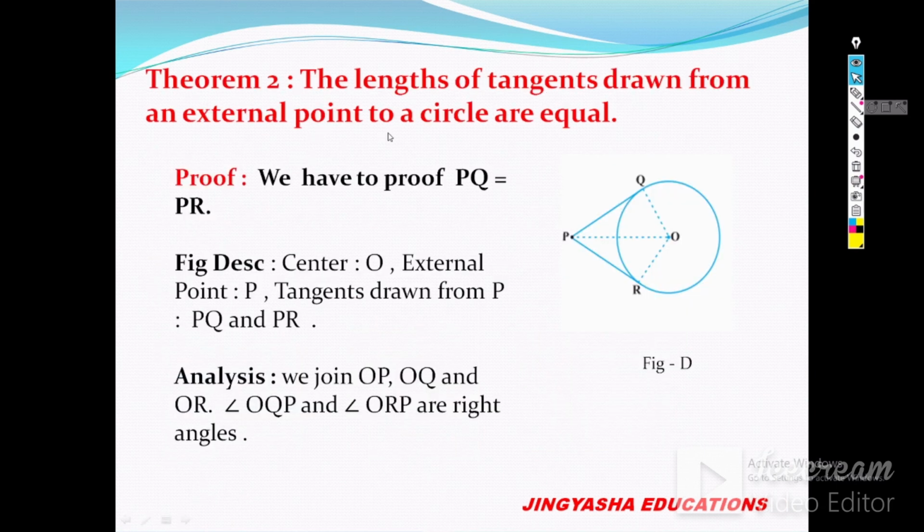Now we will go to theorem 2. Here, the lengths of tangents drawn from an external point to a circle are equal. So they are saying if we draw tangents from an external point to a circle, then the lengths of those tangents will be equal. We discussed that if a point is outside a circle, then we can draw 2 tangents from that point to the circle. Now these tangents are drawn.